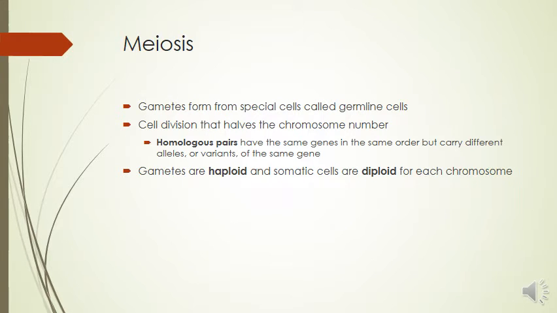In meiosis, the gametes form from special cells called germline cells. Cell division will halve the chromosome number to a haploid number. Homologous pairs have the same genes in the same order but carry different alleles, or variants, of the same gene. The gametes are haploid, and in somatic cells, the number is diploid for each of the chromosomes.